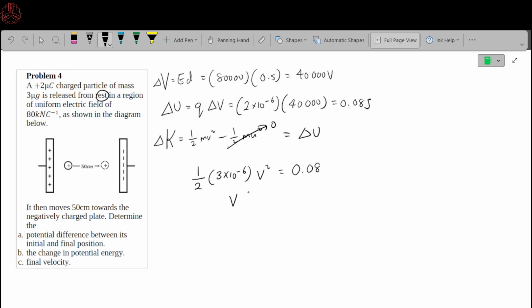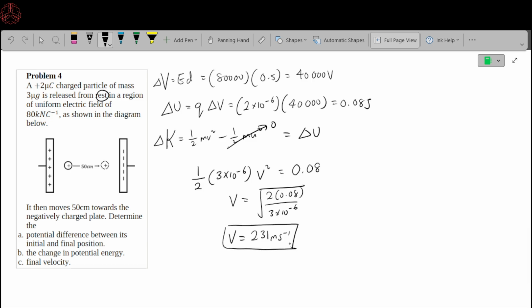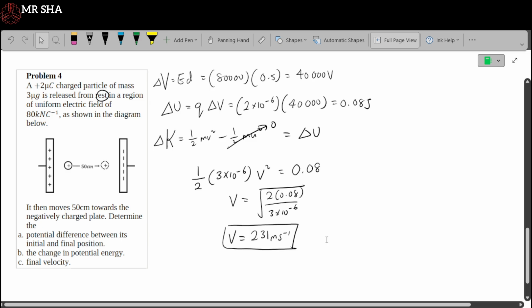If I just calculate that, I will have 2 times 0.08 over 3 times 10 power of negative 6, square rooted. I will have a velocity of approximately 231 meters per second, and that is my final velocity.